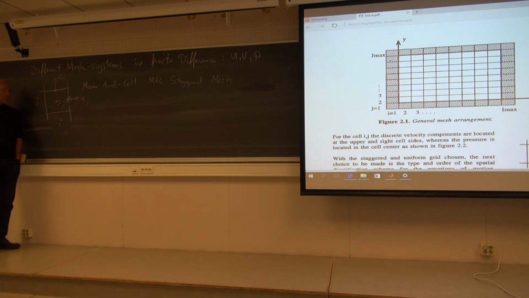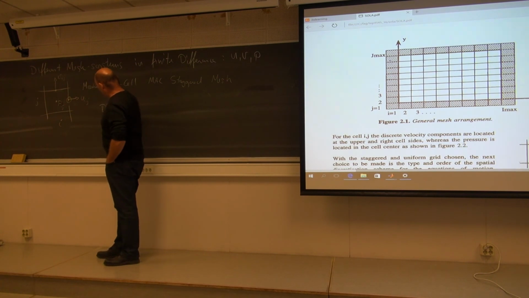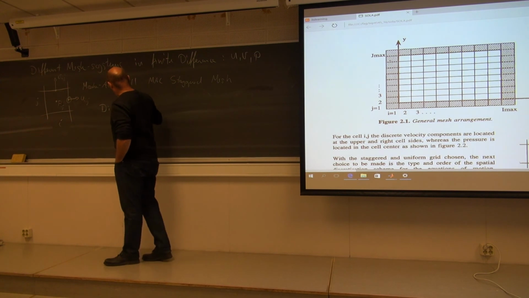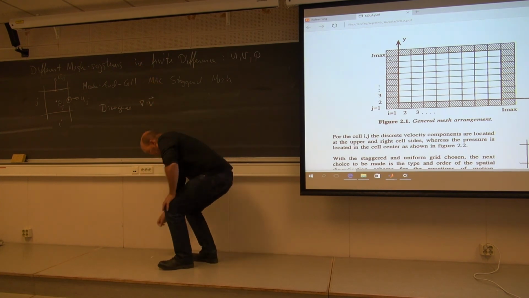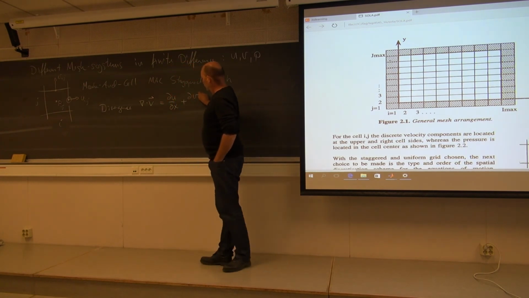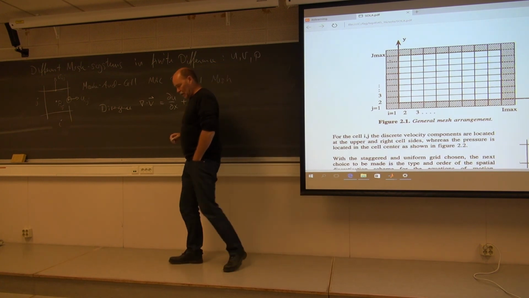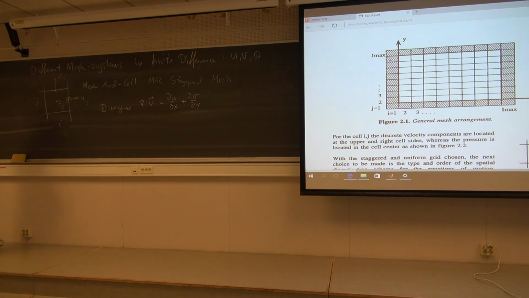Also, you see here, if you want to check the divergence of your simulation, divergence, nabla dot V vector, and in 2 dimensions, du dx plus dv dy. For an incompressible flow, that one should be 0, unquestionable.